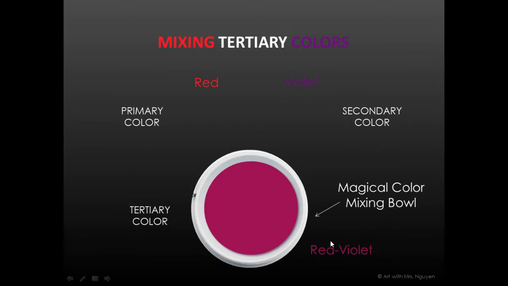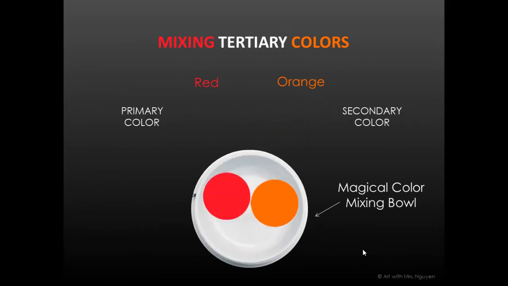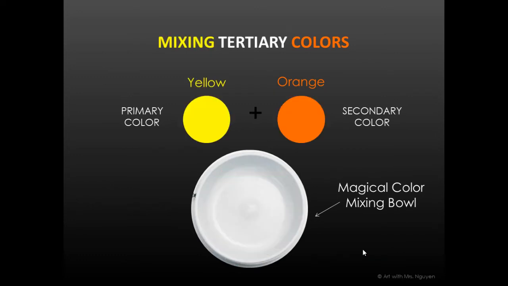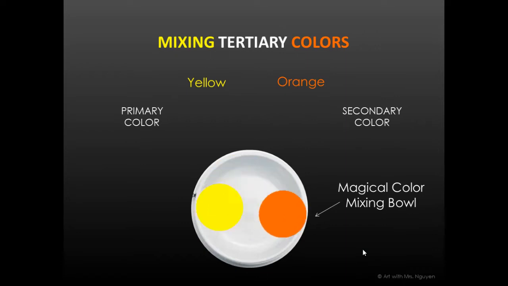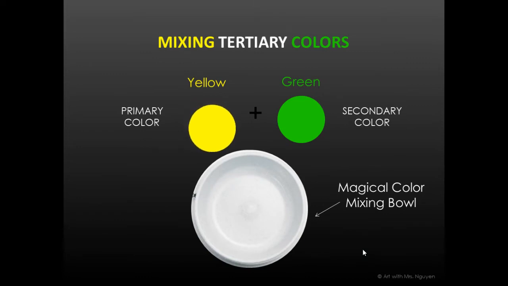Notice that in these names, it's always the primary color first, followed by the secondary color to make red violet. And of course, these can have other names as well. All right, red orange. Making red orange. Yellow and orange in the magical color mixing bowl will make, I think you guys are seeing the pattern here now. That's right, yellow orange.